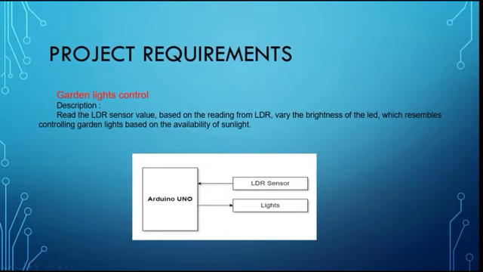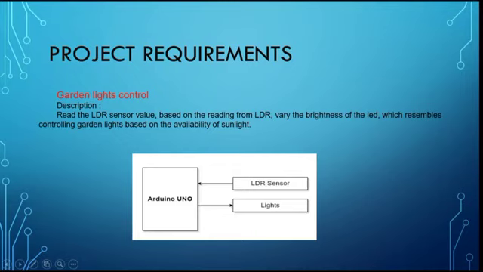Okay, now we will discuss the project requirements. First one is the garden lights control. We have to read the LDR sensor value. Based on the reading from the LDR, the brightness of the LED will be changed and the LED will be blinking according to the brightness of the light. It resembles controlling garden lighting based on the availability of sunlight.